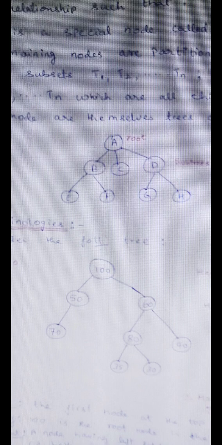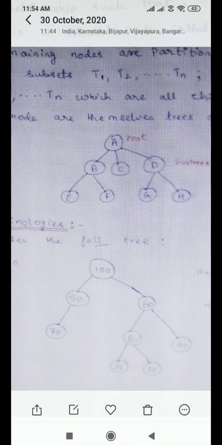See here, 100 is the parent, and 50 and 60 are the child nodes. Siblings: two or more nodes having the same parent are called siblings. Here 50 and 60 have the same parent, so they are siblings. Ancestors: the nodes obtained in the path from a specified node while moving upwards towards the root node are called ancestors. Here 60 is the ancestor of 35, 30, 80 and 40, because all these come under 60 only.